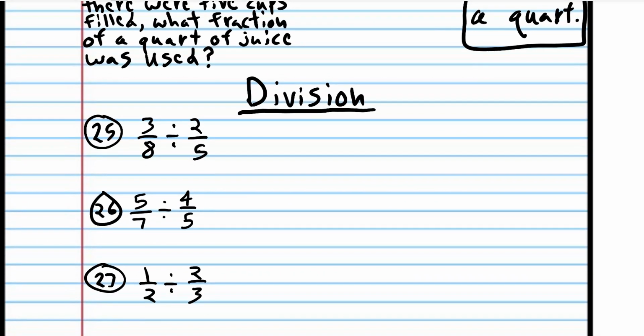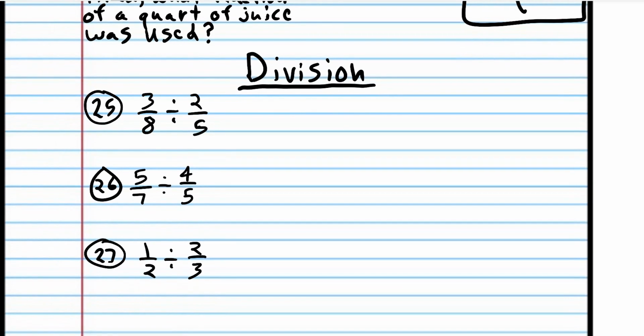All right, so now we go on to division. If you thought multiplication was hard to understand, then wait till you get to division. Division is going to be even harder to understand. Now, the algorithm is really easy, but let me explain why division gets a little bit difficult to understand.